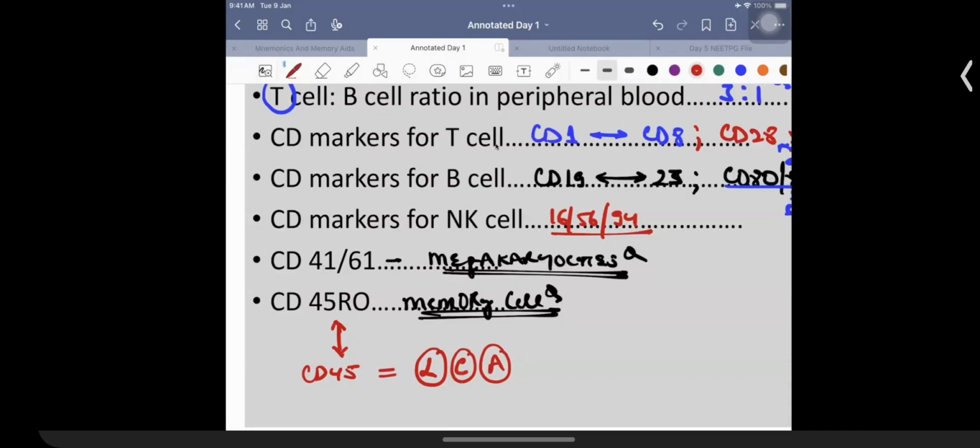So you need to be familiar with the T cell B cell ratio, the markers for T cell, B cell, NK cell, and you need to be familiar with confusing questions which are sometimes asked in the exam. Say for example, 45 and 45 RO. So 45 is for leukocyte common antigen, right? That is what you need to keep in mind.